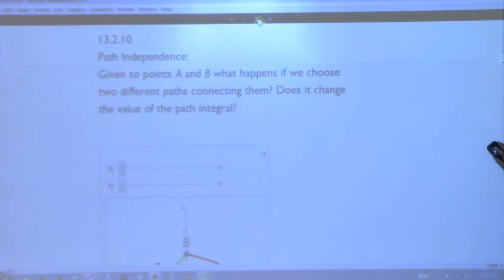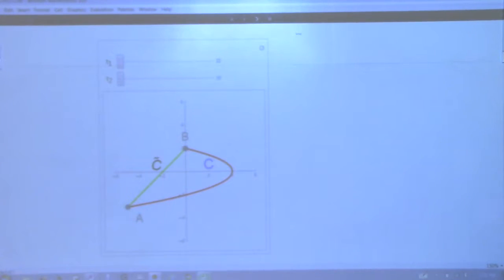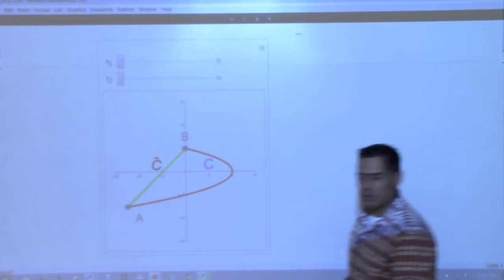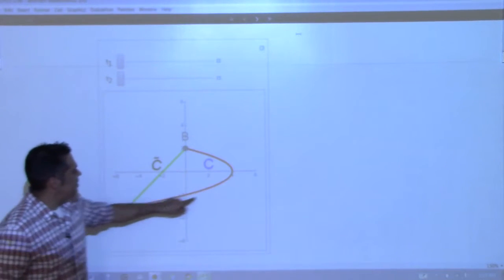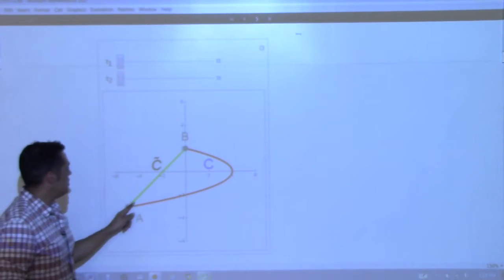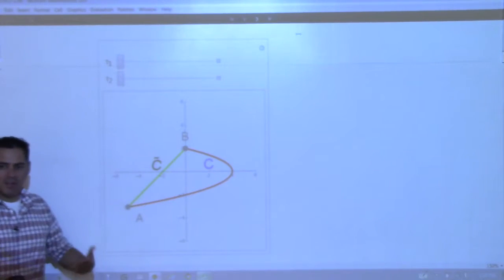So if we change the direction of the path, we may get the same answer if it's with respect to arc length. If it's with respect to x or y, the worst that happens is it changes signs, right? We just get the answer with the opposite sign. But what if we change the path completely, but we still start and end at the same point? Do we get the same answer? So like, let's say I want to go from A to B, and I could choose the path C right here, or I could choose the path C tilde. Those are different paths. Will I get a different line integral answer?